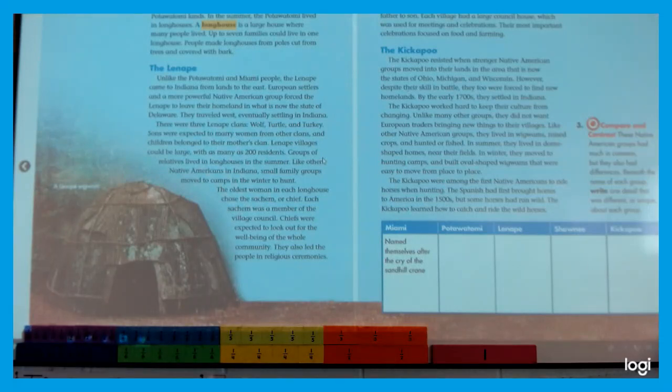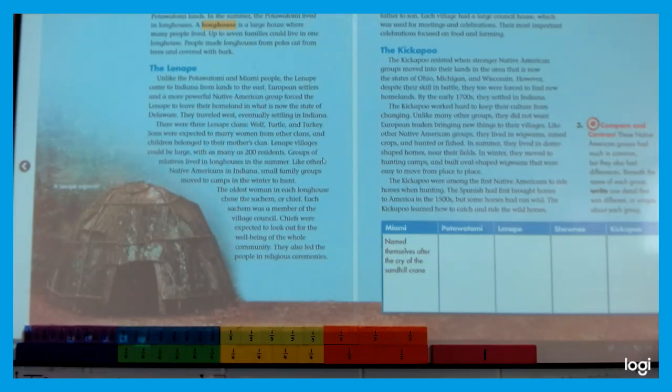All right, so we've covered the Miami, we've covered the Potawatomi, and now we're going to learn about the Lenape. Unlike the Potawatomi and the Miami people, the Lenape came to Indiana from lands to the east. European settlers and a more powerful Native American group forced the Lenape to leave their homeland in what is now the state of Delaware. So they had initially lived somewhere else, but because of violence and maybe some warlike conditions with other tribes, they had to leave. So they've ended up here in Indiana. They traveled west, eventually settling in Indiana.